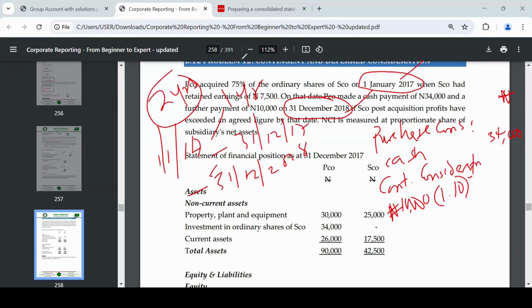So -2, all right? Now, if you calculate this on your calculator, what do you get? 10,000, open bracket, 1.10, close bracket, raised to the power of -2. What do you have?